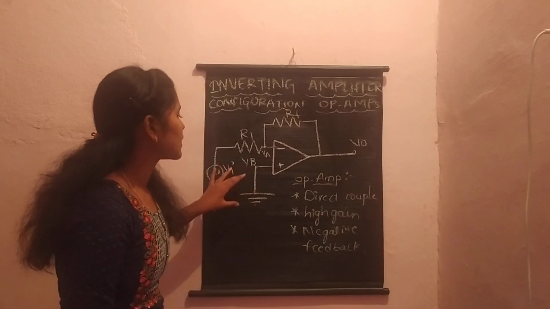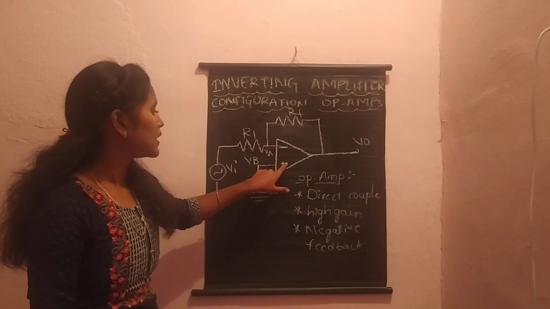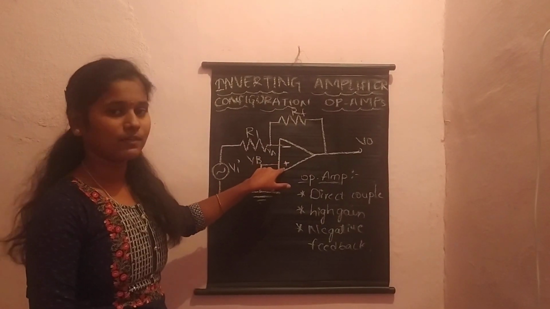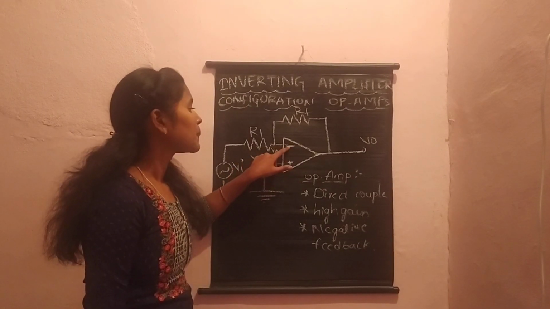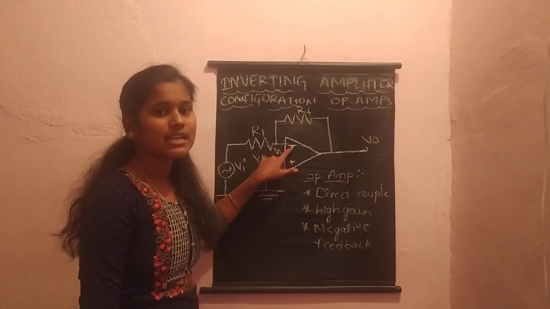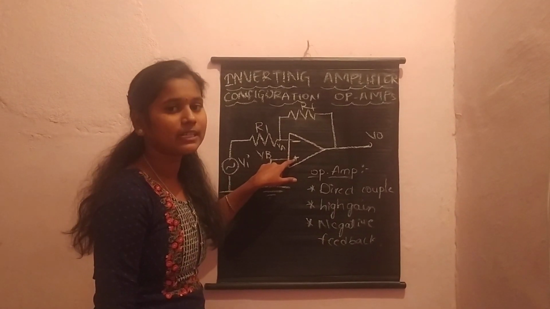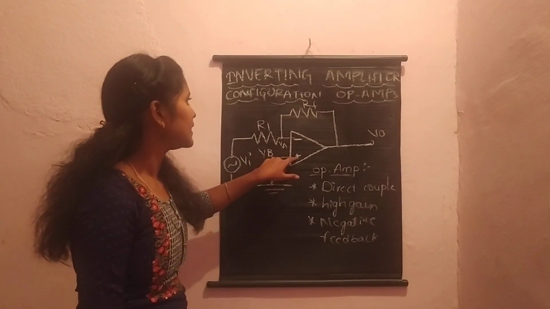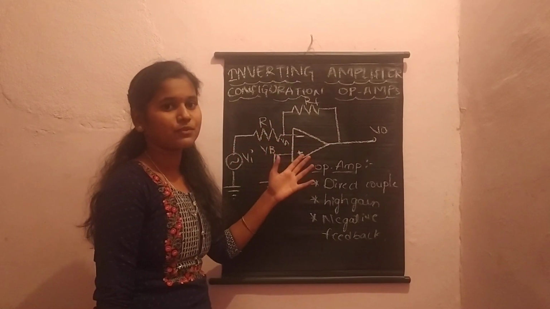And coming to the circuit diagram, it has two input terminals. One is inverting and the other one is non-inverting. Inverting means when we give voltage to the inverting terminal, it acts as an inverting amplifier. And when we give voltage to the non-inverting terminal, it acts as a non-inverting amplifier. We will only discuss the inverting amplifier in this video.